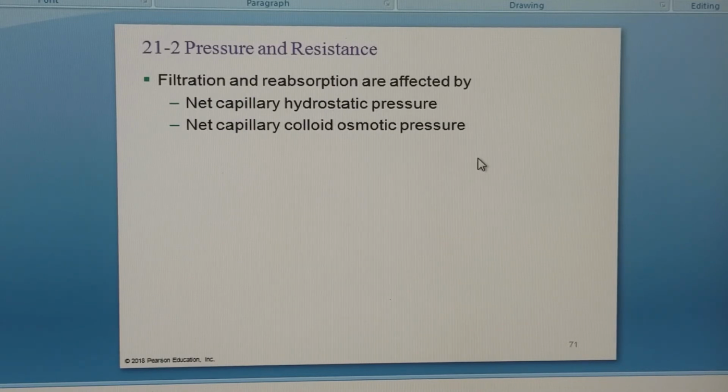Filtration and reabsorption are affected by net capillary hydrostatic pressure, which is in the capillary, and net capillary colloid osmotic pressure, also in the capillary.